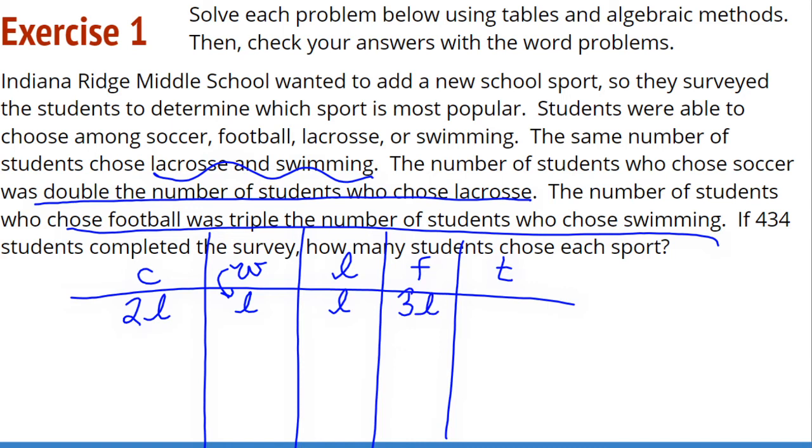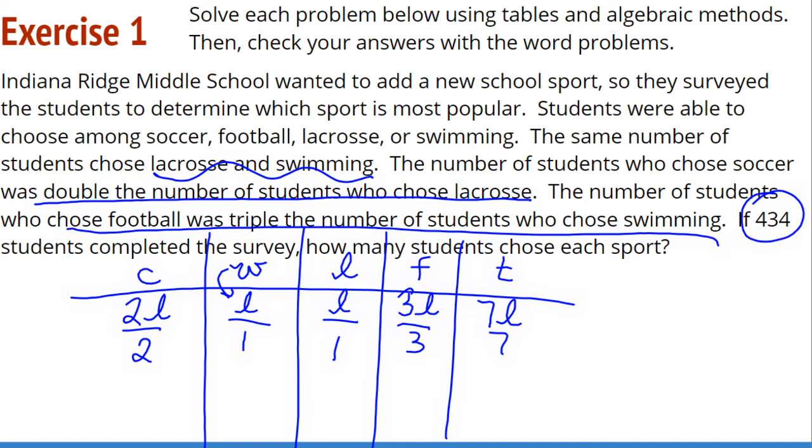I can combine all my like terms, 2 plus 1 plus 1 plus 3, and have 7 of the lacrosse. So if I have one person who picks lacrosse, one person who picks swimming, 2 that pick soccer, and 3 who pick football, and I have 7 times 1, which is a total of 7 students. Now I am trying to get up to 434 here.